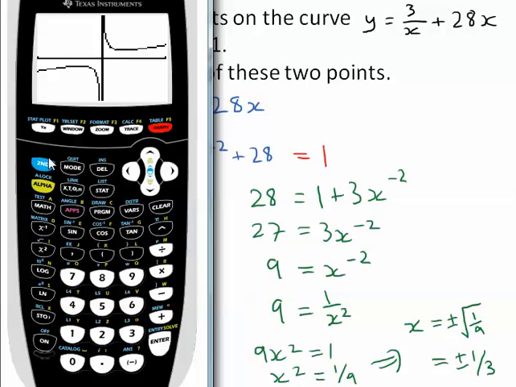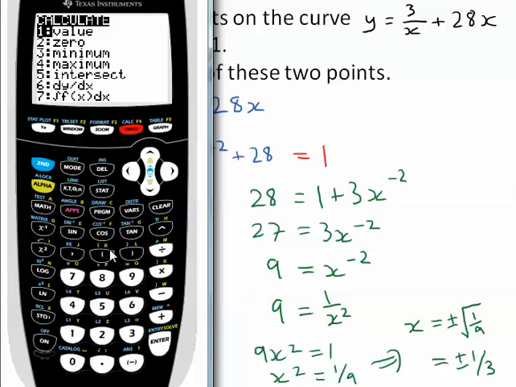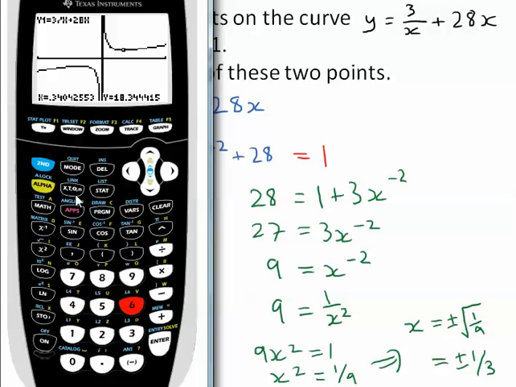Oops. Did something wrong there. So we want the gradient when x is negative 1 over 3. Yeah, I forgot to press enter. So press enter, and we get that the gradient is 1. So we have found the 2 points where the gradient is 1, but we need to find the y-coordinate now.